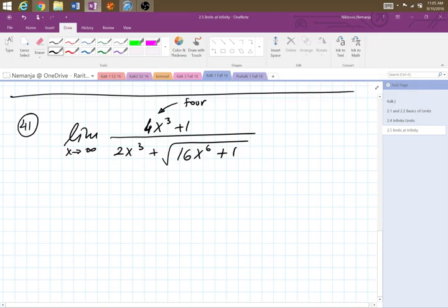So, solving this problem. How are we going to do this? What now? Can't really plug in infinity and be done with it, right? So, this is 4x cubed, right? That's all cool, right? So, what do you think, guys? What should we do?